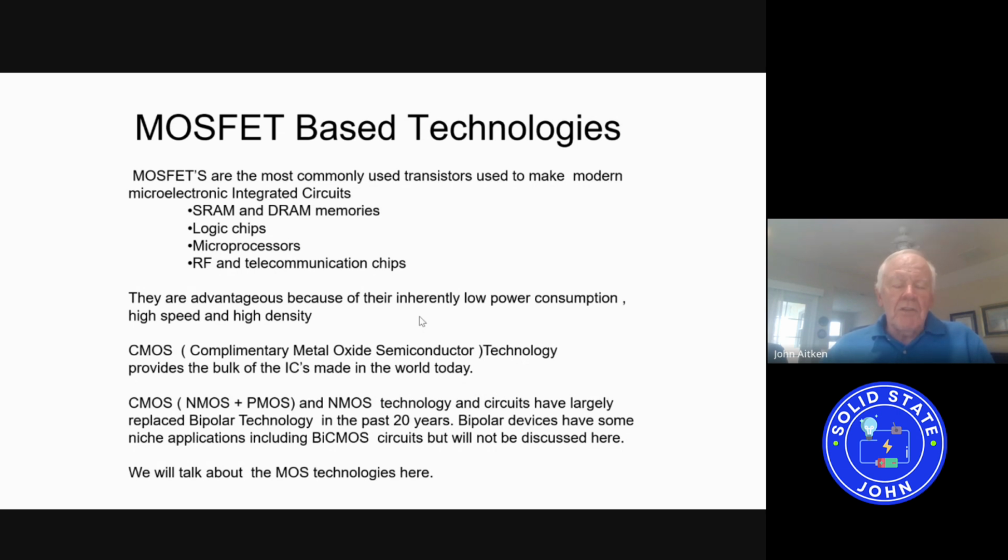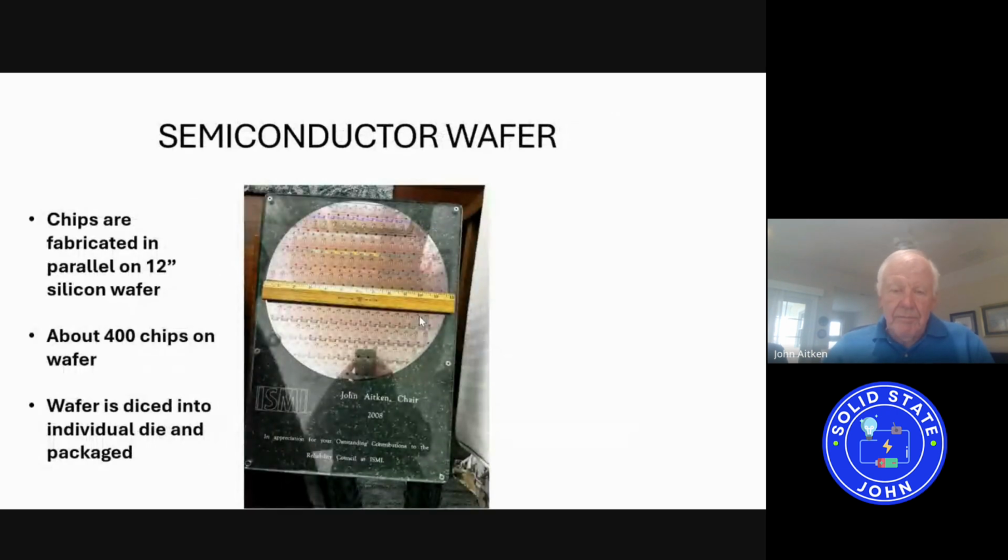CMOS is a technology that contains both NMOS and PMOS devices, and NMOS technology contains solely NMOS devices. But they have largely replaced bipolar technology in the past 20 years. Bipolar devices have some niche applications, including bi-CMOS circuits, but we won't discuss them here. We'll talk about NMOS technologies.